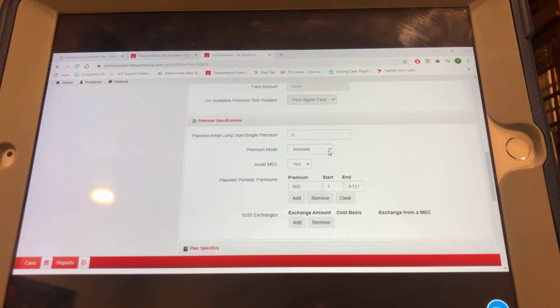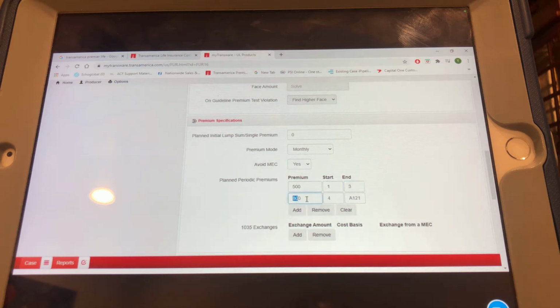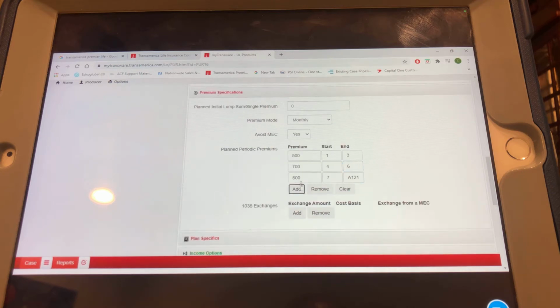All right, so from there, we'll change the mode to monthly. We'll change the mode to monthly, premium mode, monthly. And all you do from there is just start adding in what you want them to put. So let's just say she can start with $500 a month for the first 1 to 3 years. After that, let's have her do $700 for the next 3 years after that. And then let's go to $1,000. From that period until the age, let's just say age 70. Okay?